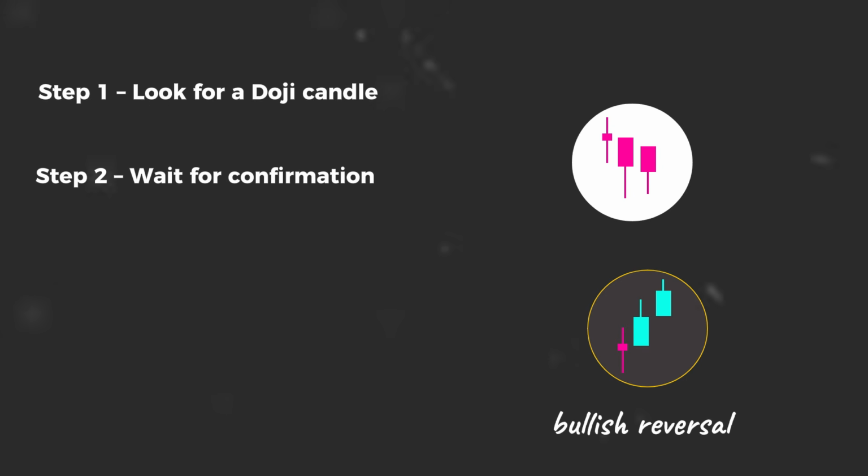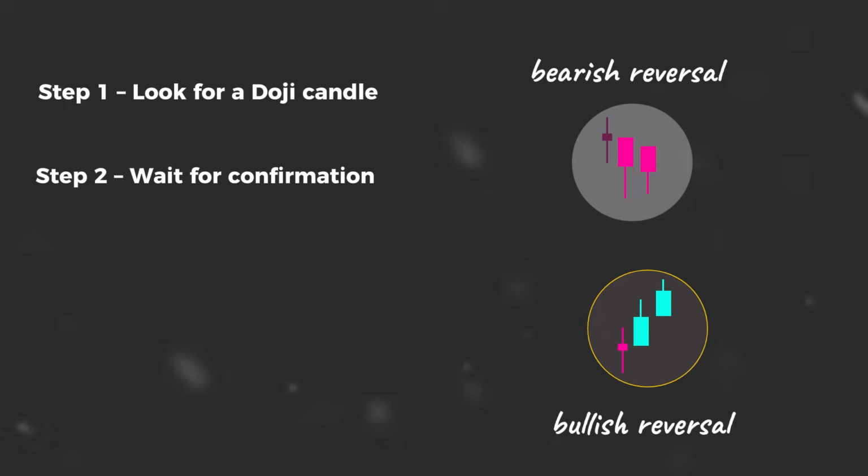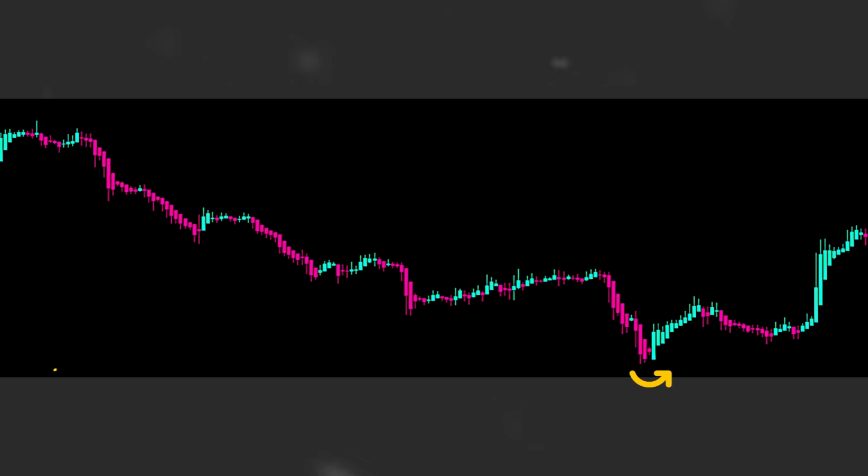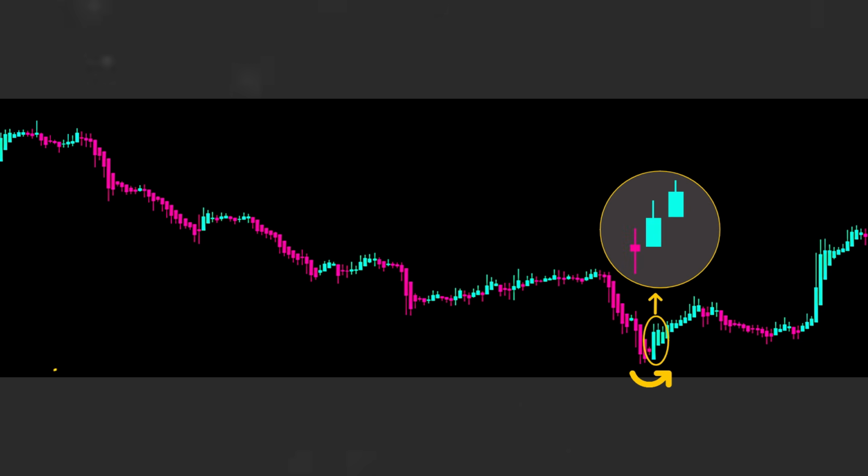For a bullish reversal after a downtrend, look for two green candles with no lower shadows. For a bearish reversal after an uptrend, look for two red candles with no upper shadows. When these two candles appear, you have your entry signal. For example, here the price is in a downtrend. A doji candle forms. After that, two green candles appear with no lower shadows. This is your signal to go long.